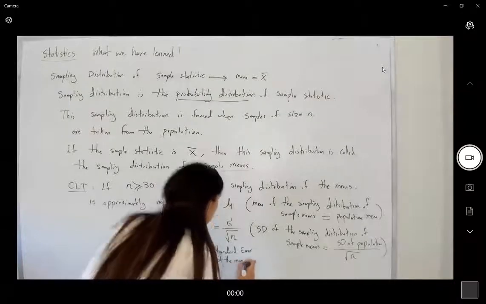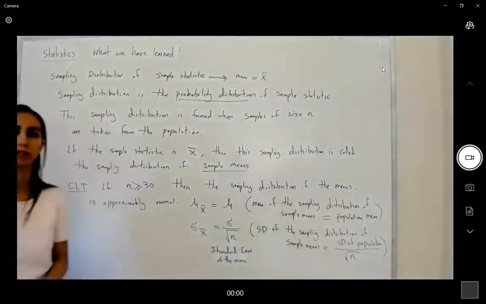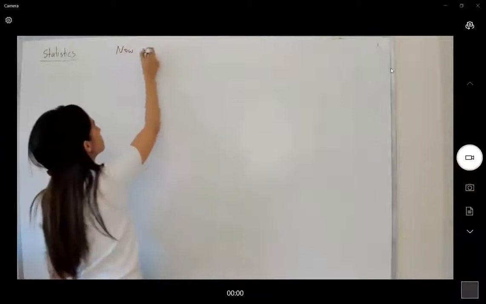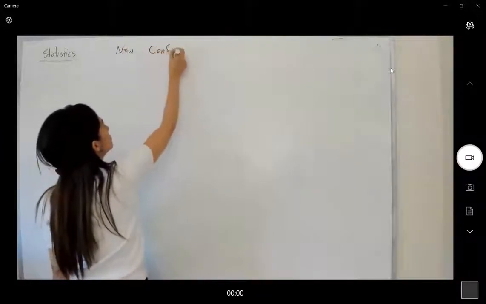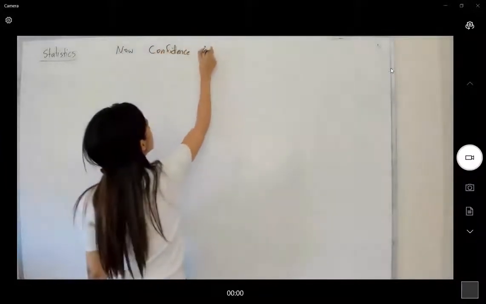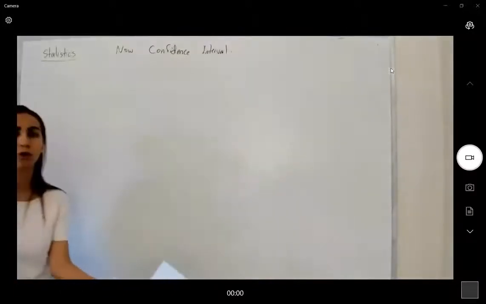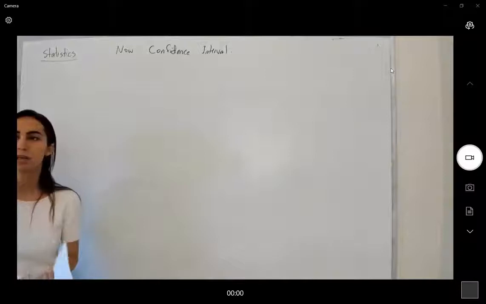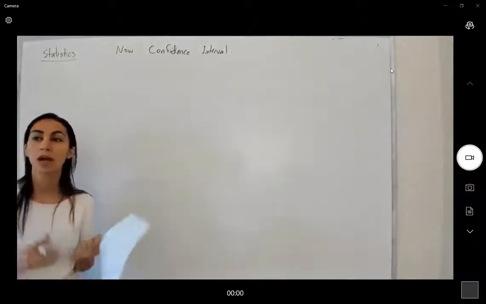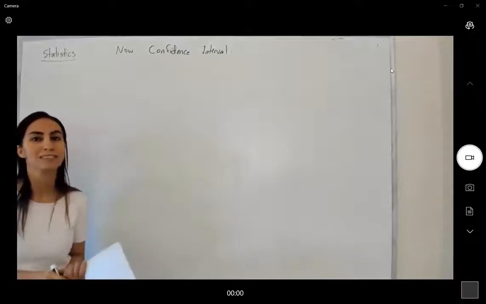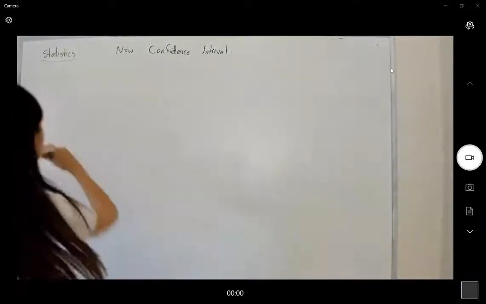Okay, now what? How do we use this? Now we're going to talk about confidence interval. So what is our goal? Our goal is to try to estimate the population parameter using sample statistics. This is our goal.